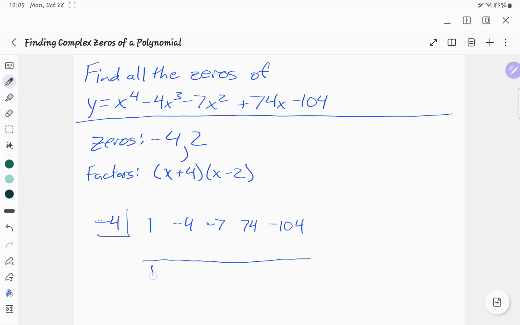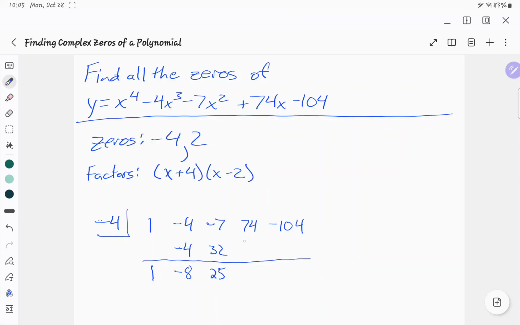So we'll bring down the 1. Negative 4 times 1, right, is negative 4. Add, we get negative 8. Negative 4 times negative 8 will be positive 32. We'll add those, and that will be, let's see, positive 25.